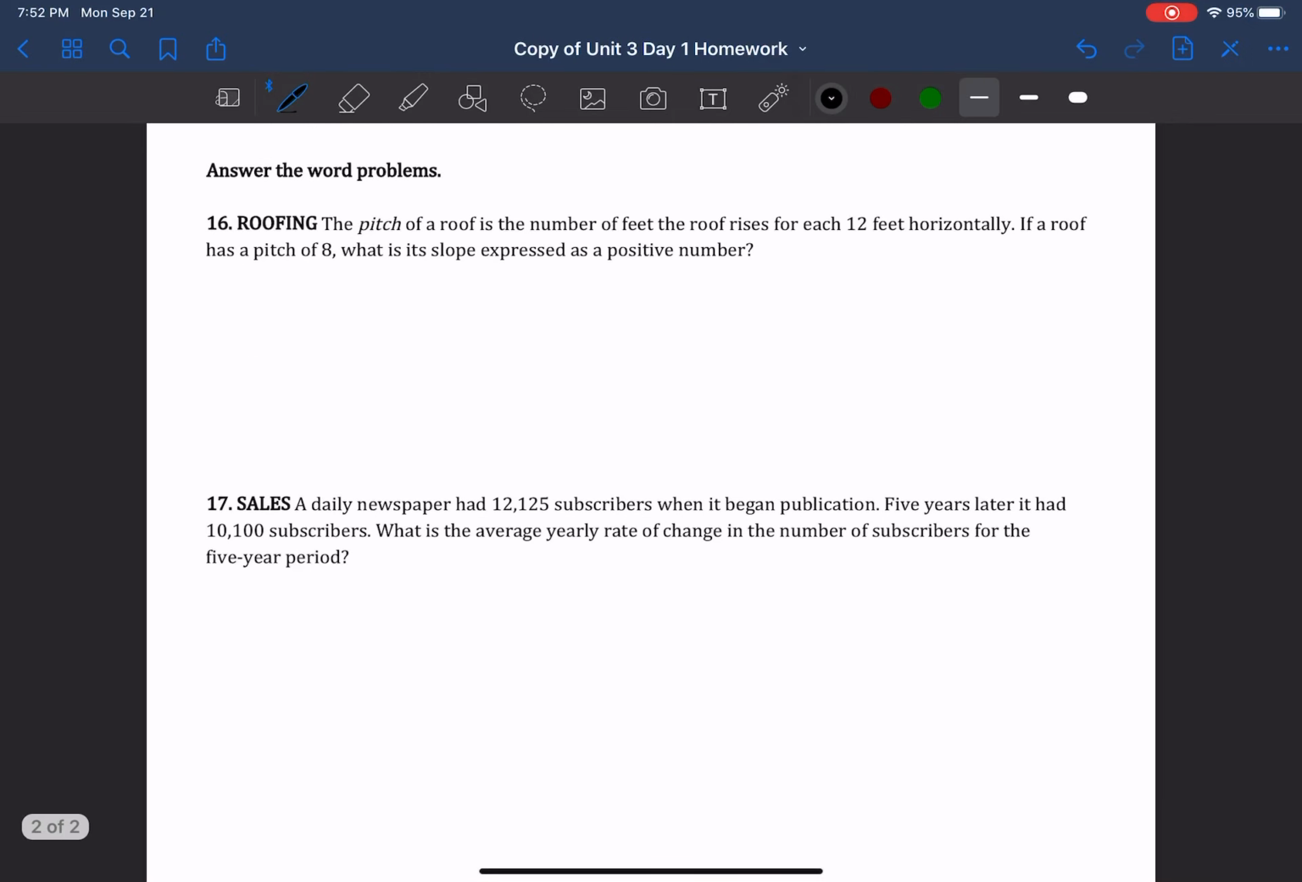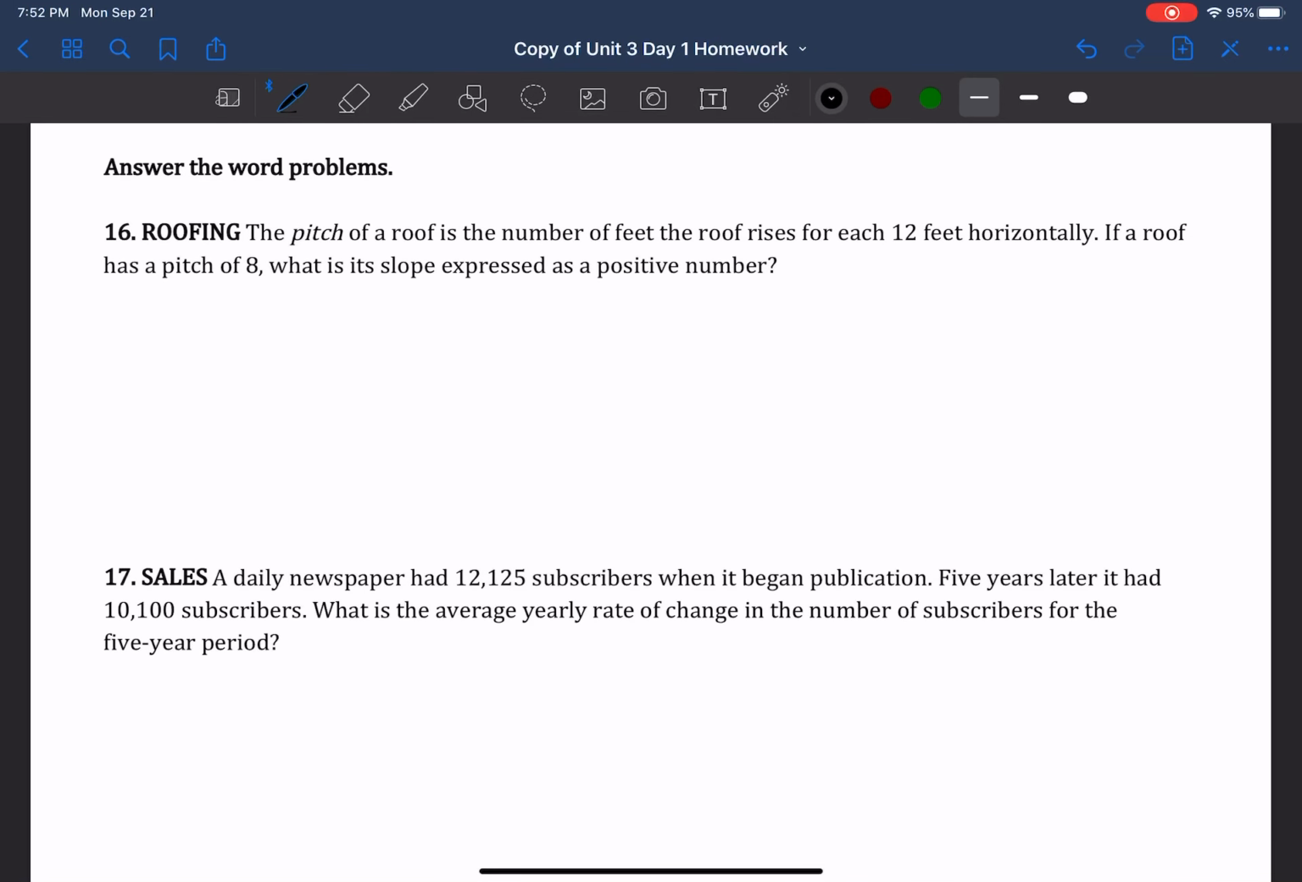Now, 16 and 17, my suggestion is when you read these, draw the picture on paper to help you. So for roofing, the pitch of a roof, so pitch is another word for slope or steepness, is the number of feet the roof rises. There's that keyword, rises, for each 12 feet horizontally. If a roof has a pitch of 8, what is the slope expressed as a positive number? So the pitch of the roof is the number of feet the roof rises for each 12 feet horizontally.